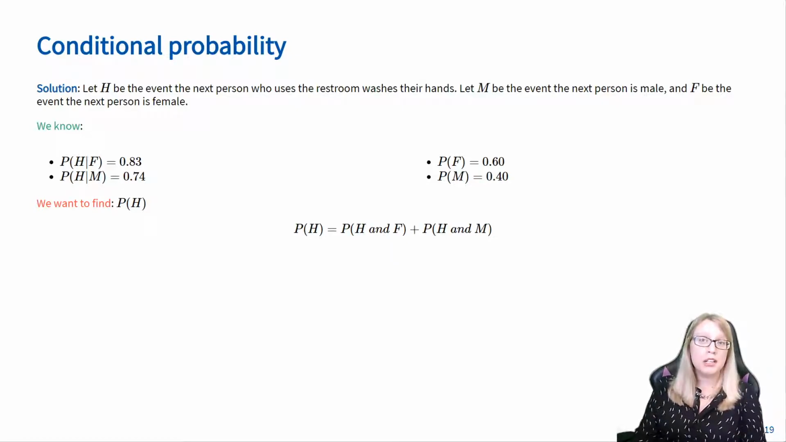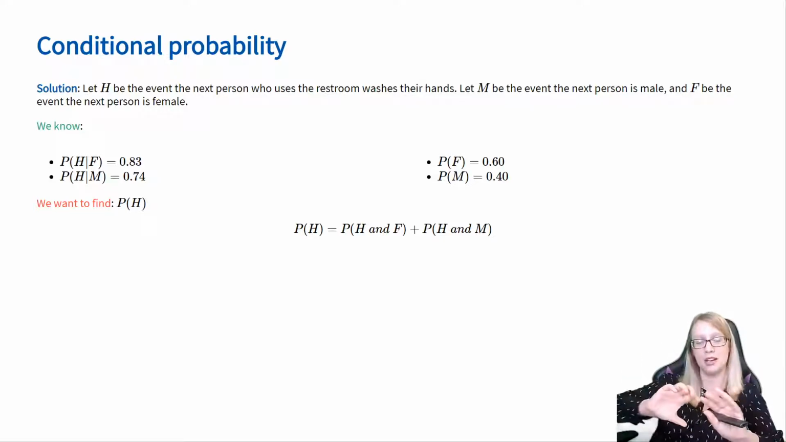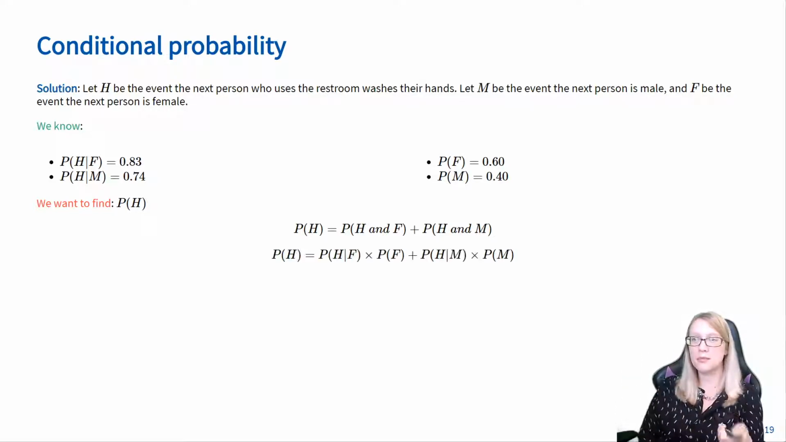So here's what we're going to do. I'm going to take that probability of H and split it up into two smaller groups. I'm going to claim that the probability that a person washes their hands is the same as the probability that the person washes their hands and they're female, plus the probability that they wash their hands and they're male. So I'm just going to take that hand washing and break it up into the two parts.